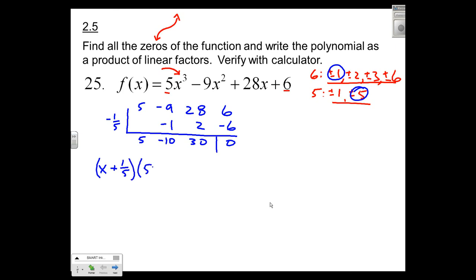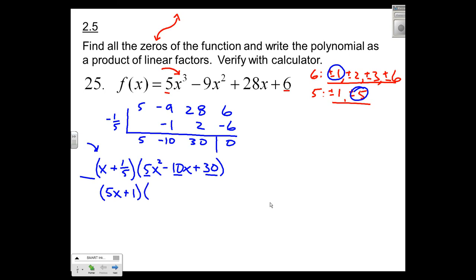times 5x squared minus 10x plus 30, and we notice that 5 can be factored out of this guy. I could put a 5 in front here, but I'm just going to run that 5 right through this factor to clean it up a little bit. So now I have factors of 5 times x plus 5 times 1/5, 1.